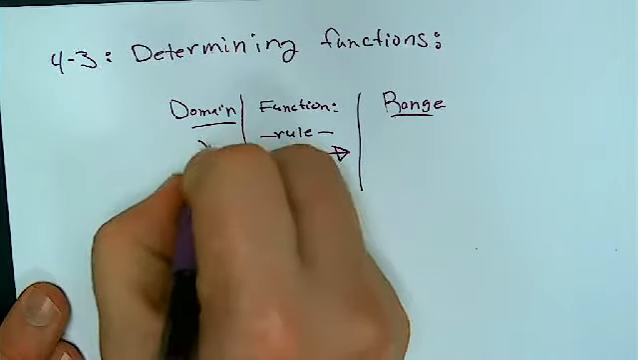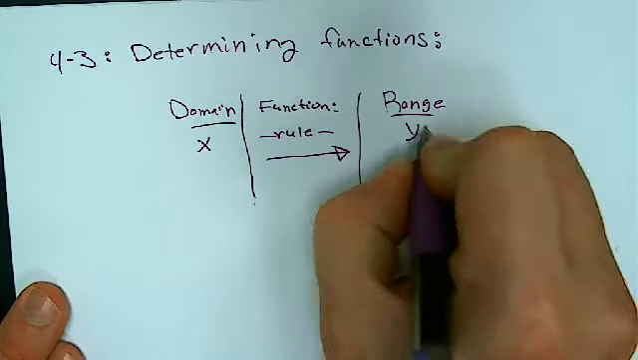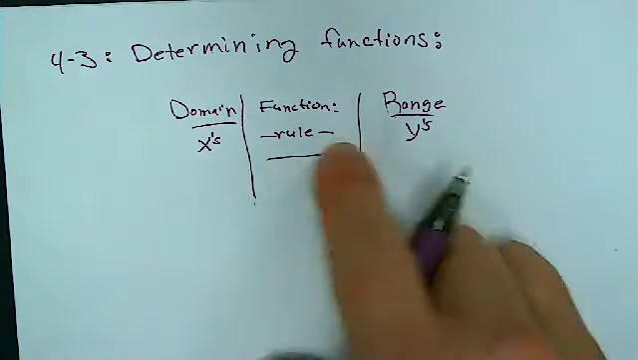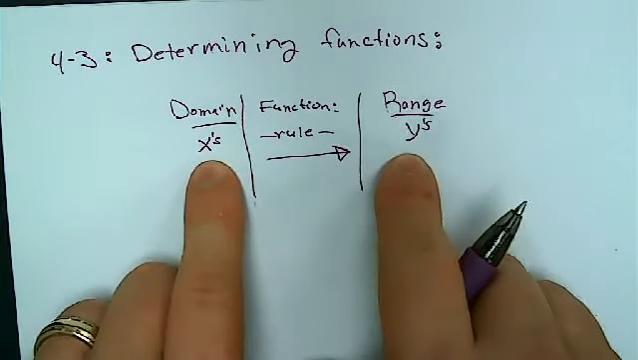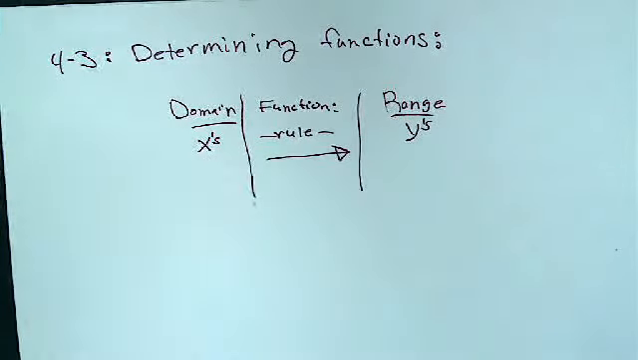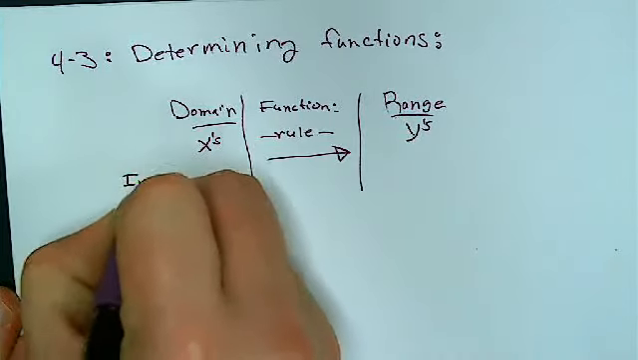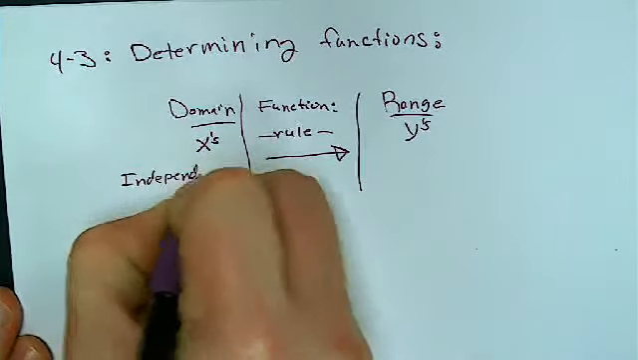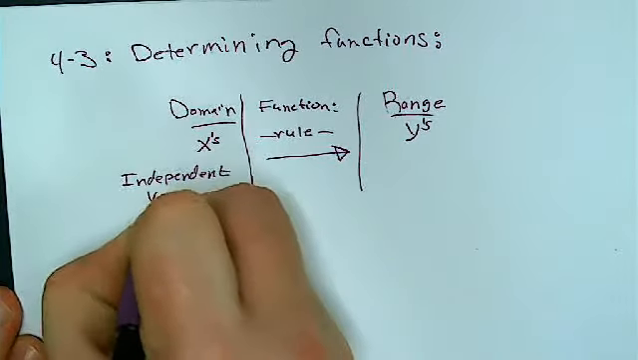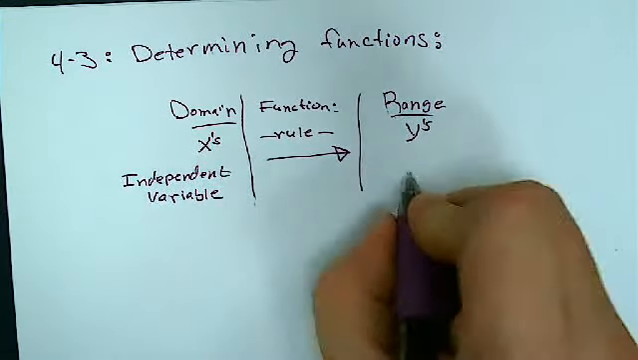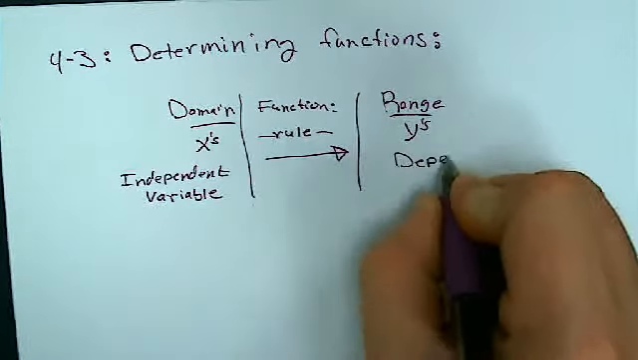Generally, these are our x's, and these are our y's. So the x values go in, the y values come out. And the function is whatever rule we use to connect those values up. Now there's another bit of vocab we're going to talk about called the independent variable. And the dependent variable.